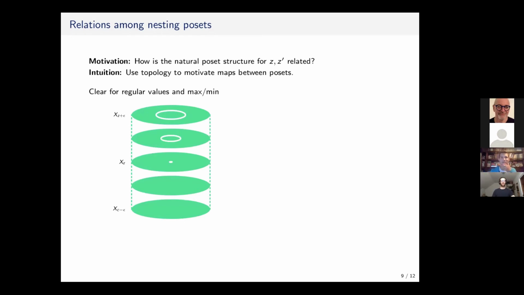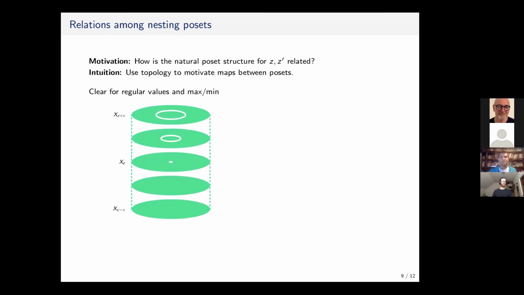So here I have a picture of a local minimum with some level sets around it, and at xz and at the two level sets below it, the nesting poset is just a single element. Of course, this is just a local picture, but I'm going to assume that this is all we have going on. So at the three bottom levels, we just have a single element for the poset, and then at the two levels up above it, we have a two-element poset. One element in the poset for the disk inside, and then one for the unbounded element.